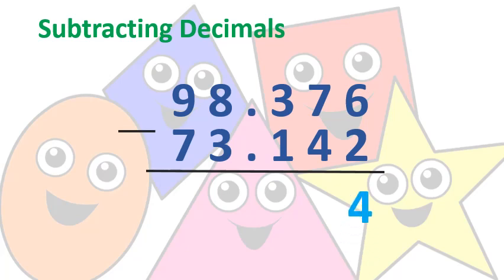So 6 minus 2 it's 4, 7 minus 4 it's 3, 3 minus 1 it's 2, and then directly the decimal point comes down. 8 minus 3 it's 5, and 9 minus 7 it's 2.